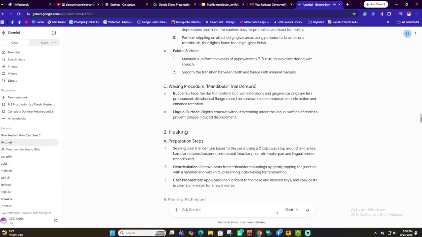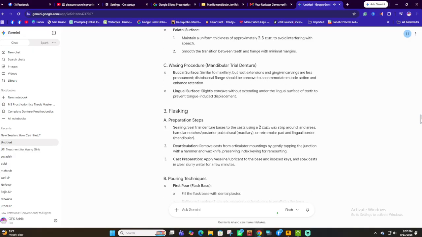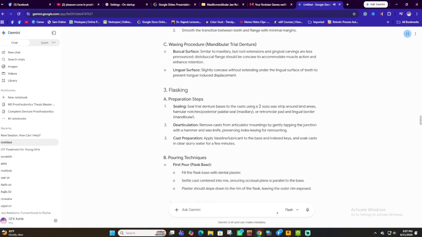3. Flasking. A. Preparation steps. Sealing: seal trial denture bases to the casts using a 2 mm wax strip around land areas, hamular notches, posterior palatal seal (maxillary), or retromolar pad and lingual border (mandibular).